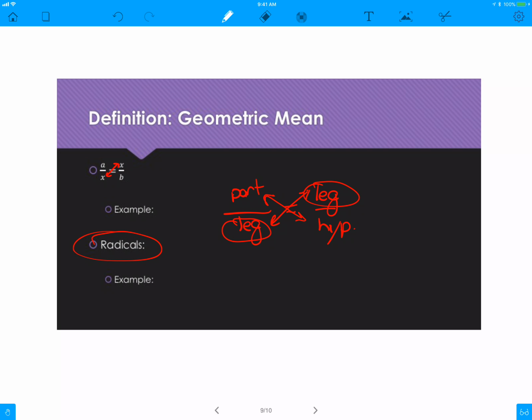So theorem 8.2 is used for when you don't have a leg, and theorem 8.3 is when you do have a leg? Yeah, exactly. Yep. So if you look back at the formulas, 8.2 is used when you don't have legs, or you're using the altitude and parts of the hypotenuse. This last one, the 8.3, was used when you're trying to find the legs, or you're using a leg.